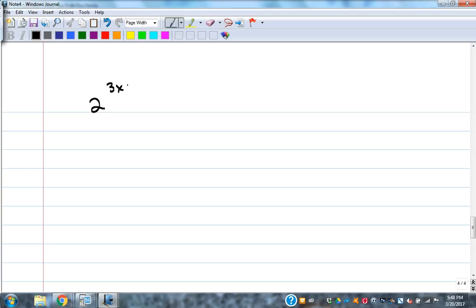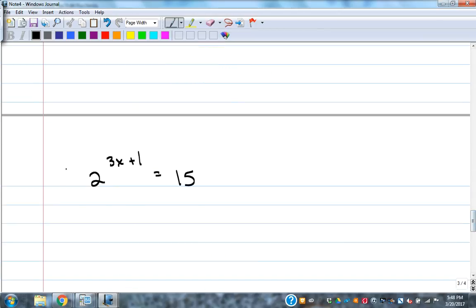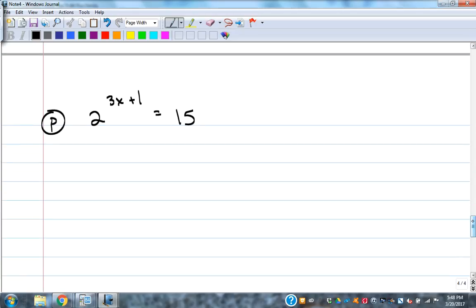2 to the 3x plus 1 equals 15. This is the last one we're going to do. I know you're tired. We got a lot of information here tonight, today, this afternoon, this evening, whatever you want to call it. This one is written in exponential form already. I meant to write it in log form. Log base 2 of 15 is equal to 3x plus 1. That'd be how it's written in log form. I skipped a step there.